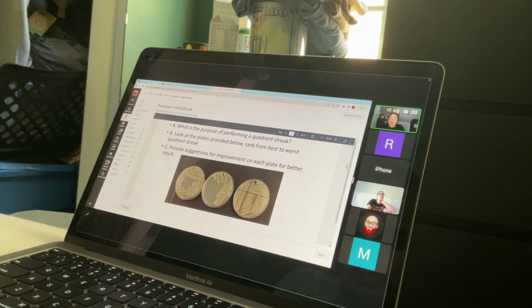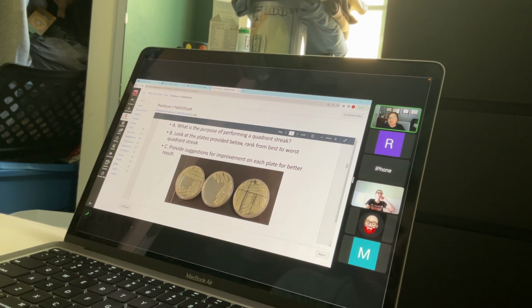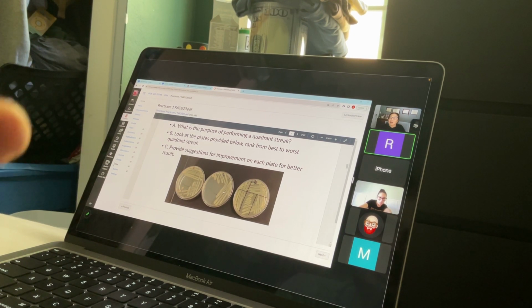And then it asks, what is the purpose of performing a quadrant streak? And then the next one is looking at this plate, which one is the best, which one is okay, and which one is the worst. And then once you decide, how can you help the student improve their technique? Okay, so decide what plate needs improvement. For this one, would you consider the best being letter B, and then the second best would be A, and the last one would be C?